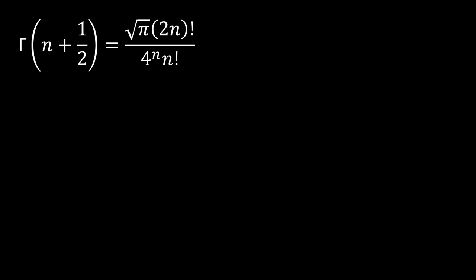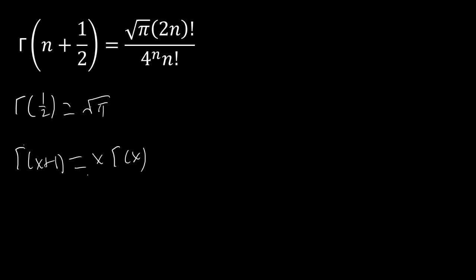n factorial. So first, we're going to start with gamma of 1/2 equals square root pi, I think, right? Yeah. That's just provable using the Gaussian integral. Then we know that gamma of x plus 1 equals x gamma of x, which means that gamma of 3/2 is 1/2 gamma of 1/2, which is equal to square root pi over 2. And we can continue doing this process, and we're just going to end up with 1/2 times 3/2 times 5/2 times 7/2, so on and so forth.